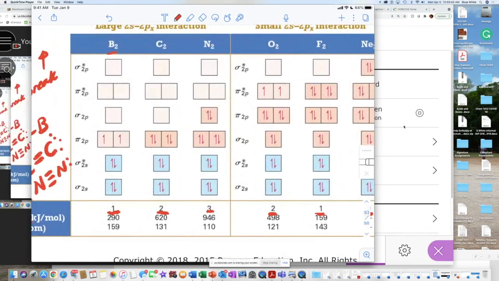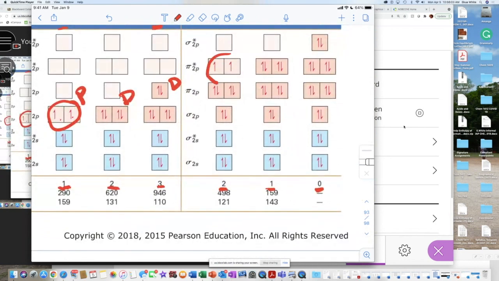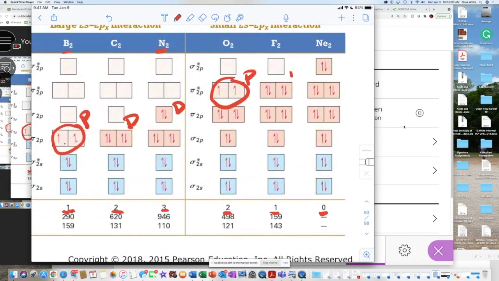Okay, what about behavior? This is going to be paramagnetic because you have two unpaired electrons. This is going to be diamagnetic, no unpaired electrons. Diamagnetic with nitrogen, no unpaired electrons. Oxygen, also paramagnetic because we have two unpaired electrons. Fluorine, diamagnetic, no unpaired electrons.